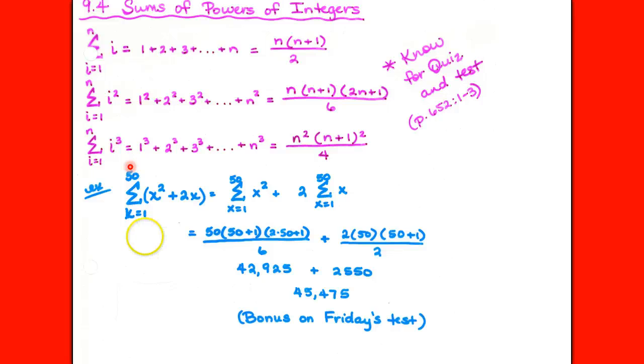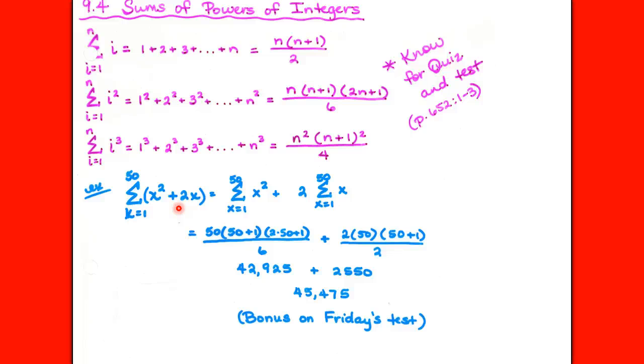Okay, so let's look at how one of those works. If I had the summation from 1 to 50 of x squared plus 2x, at this point, the way I would have to do that problem is 1 squared plus 2 times 1, plus 2 squared plus 2 times 2, plus 3 squared plus 2 times 3, plus, and I would do that all the way to 50, right? It's going to take me forever.